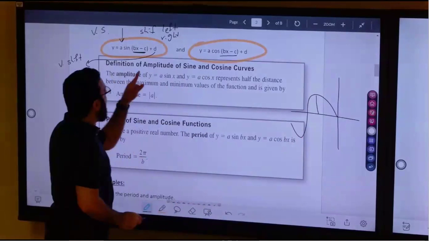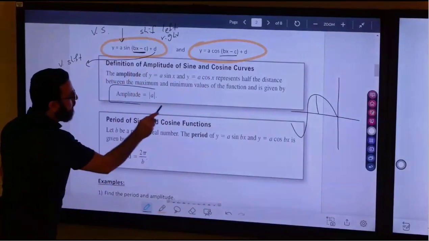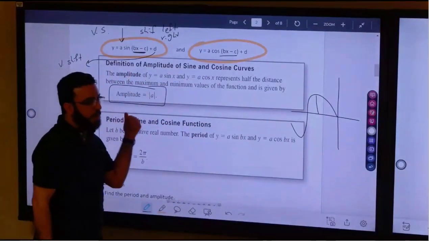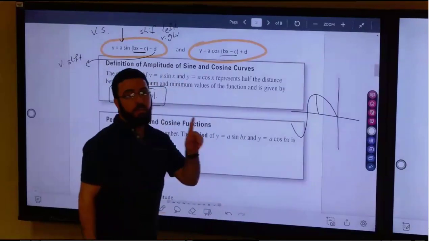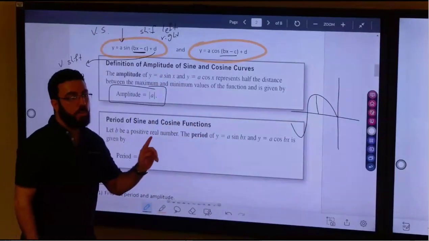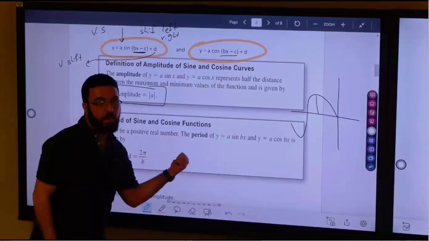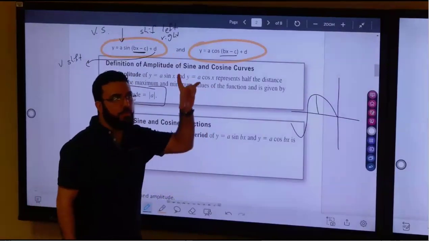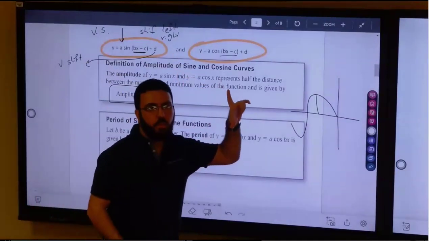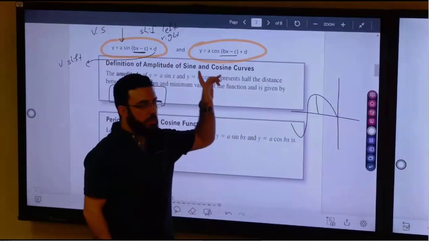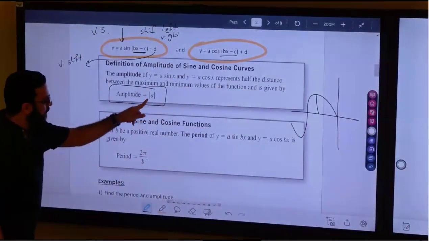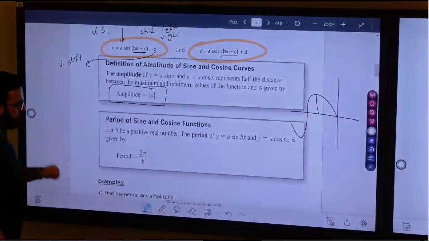The amplitude is the absolute value of A. So this is the easiest part. We're just going to say absolute value. Why do we put absolute value? Because sometimes you have a negative number. We need to find the height of the wave, and there's no negative height. So we say absolute value of A, which is going to be a positive number.